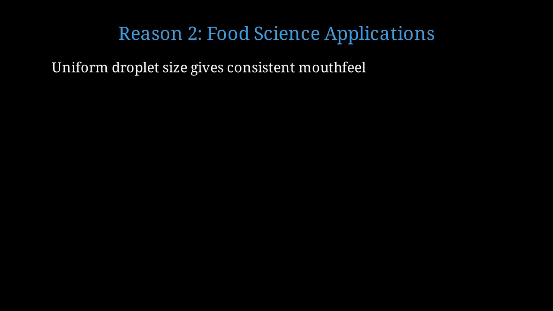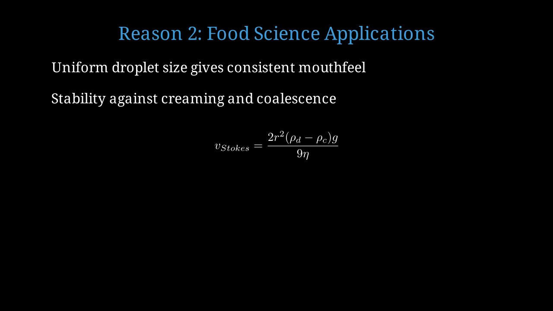Now let's look at food science. Consider making a premium salad dressing or a gourmet sauce. Uniform droplet size gives you a consistent, creamy mouthfeel. Polydisperse emulsions feel grainy or inconsistent on the tongue. Monodisperse emulsions are also more stable against creaming and coalescence. Creaming is when droplets rise to the top, and coalescence is when droplets merge together. The creaming velocity follows Stokes' law. It's proportional to the radius squared, so larger droplets cream much faster than smaller ones. If you have a wide size distribution, you get rapid phase separation.